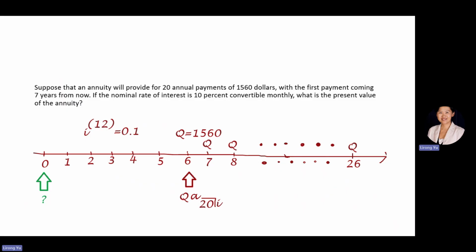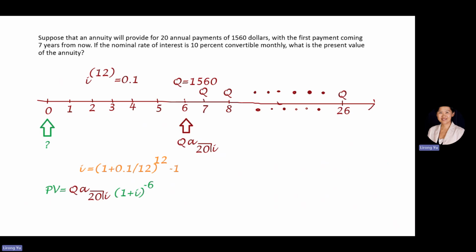The QA20 will give you the value at time 6. You have to discount it back to time 0, assuming you got the I that I calculated. Right, so here we're going to try to find out the I. Now, 1 plus 0.1 over 12 is a monthly growth factor. We have to let it grow for 12 months, so raised to the power of 12, that's a growth factor for the whole year. So that's the future value of 1. So you subtract 1 to find out the interest rate per year. So right there, I equals 1 plus 0.1 over 12 to the 12 power minus 1. That's the I we will be using in the QA20I.